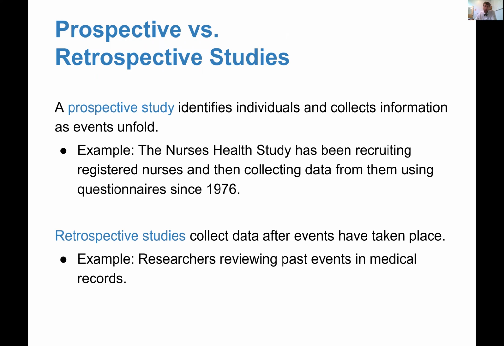A retrospective study collects data after events have taken place. So an example might be research reviewing past events in medical records. Okay, so prospective is like, we're going to do this, we're going to start collecting data. And retrospective is like, data's been collected, let's go search through it.